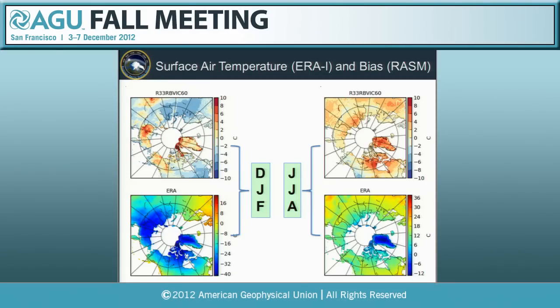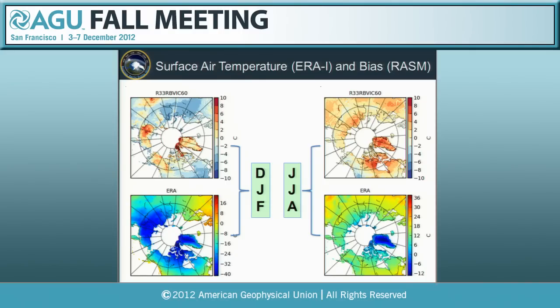This is the model's bias with respect to the ERA-Interim 2 meter air temperature, in a multi-year average compared, again, to the ERA-Interim values. In summer, the values are generally very low, with a relatively large bias here in an area that's often a challenge for the models, but generally over most of the region, very low.